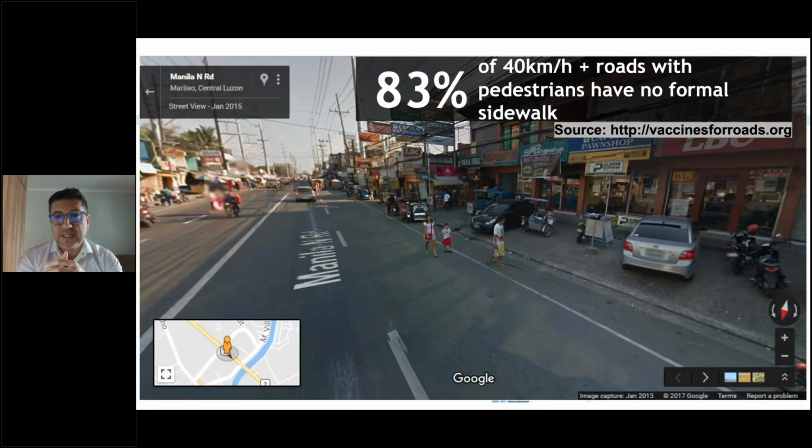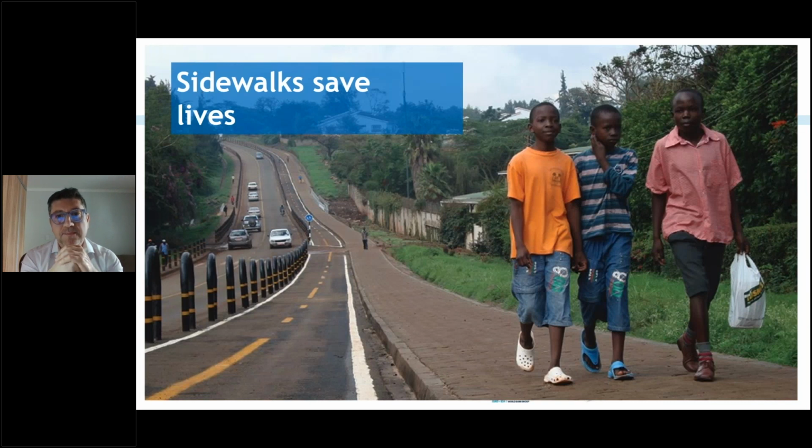The same situation applies, for example, for pedestrians. 83% of the roads around the world that we have assessed, with operating speeds of 40 kilometers per hour or more and with the presence of pedestrians, have no formal sidewalks. Therefore, again, next one, we know that sidewalks save lives, and we need to provide these safety features. Next one.